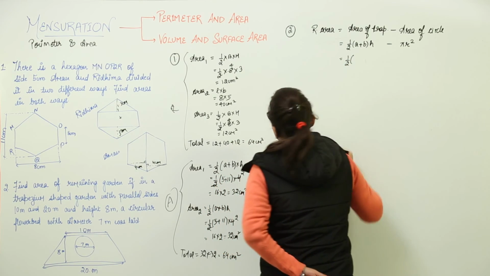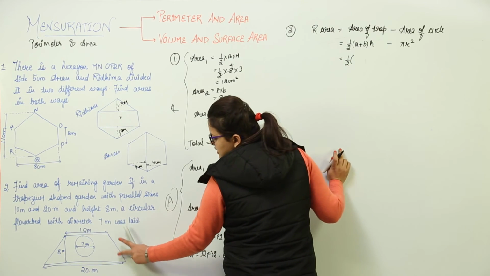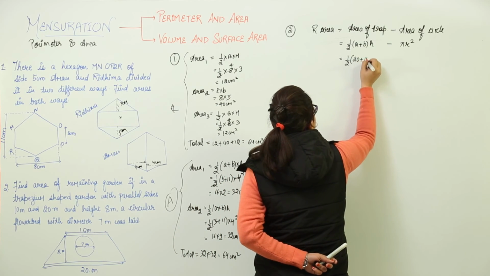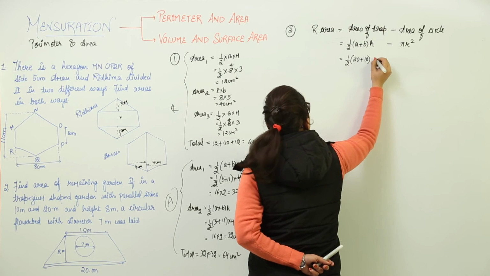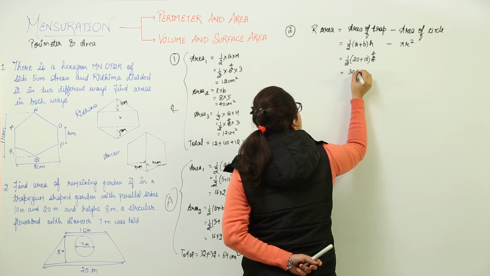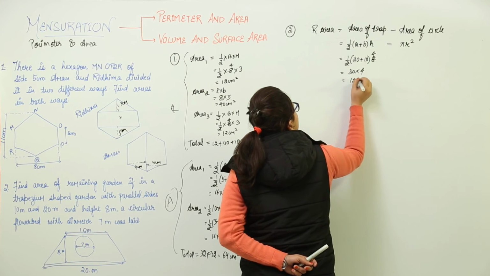1 by 2 into, what are the two parallel sides measurements? 10 meters and 20 meters. So we write 20 plus 10, and what is the height? It is already given, 8. So when we solve this, we get 30 into 4, that is equal to 120.